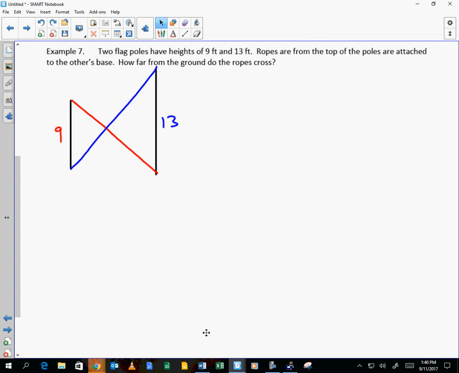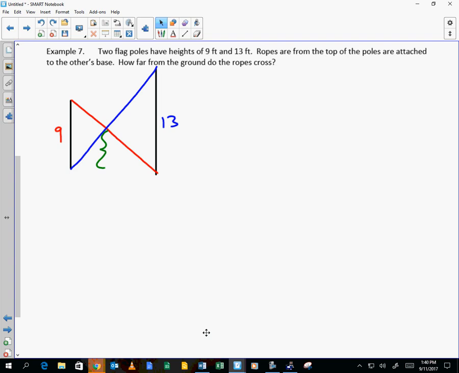How far from the ground do the ropes cross? Now, I gave that question to some math teachers. I've solved it three different ways, one by using similar triangles, and it was complicated enough where I don't think we'd really understand it at all. As I gave it to the other math teachers, they all failed to find an easy way to solve it, and we all agreed that the easiest way to solve it is what I'm going to show you.